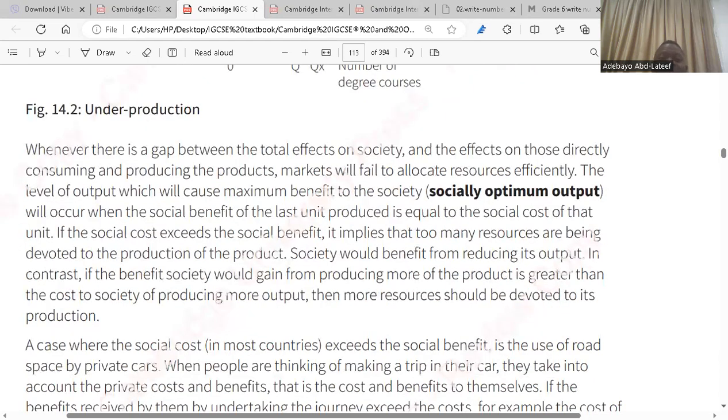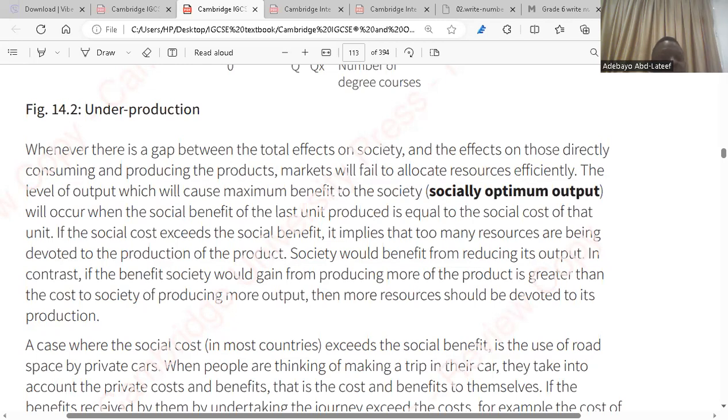So whenever there's a gap between the total effects on society and the effect on those directly consuming and producing the product, the market will fail to allocate resources efficiently, because there's a gap between the society and those directly involved in consuming and producing the products. The market will fail because there's a gap. If there's a gap, that means there's allocative inefficiency. There mustn't be a gap. So if there's any gap, the presence of a gap means that there's market failure.